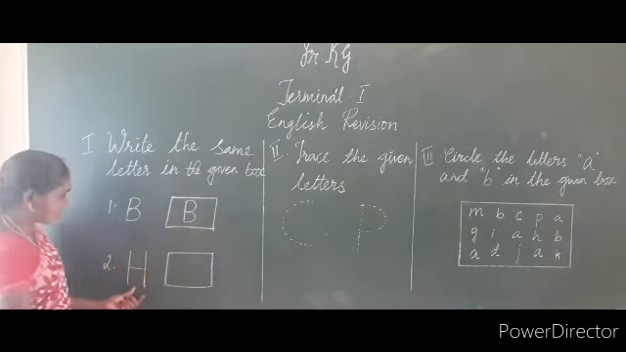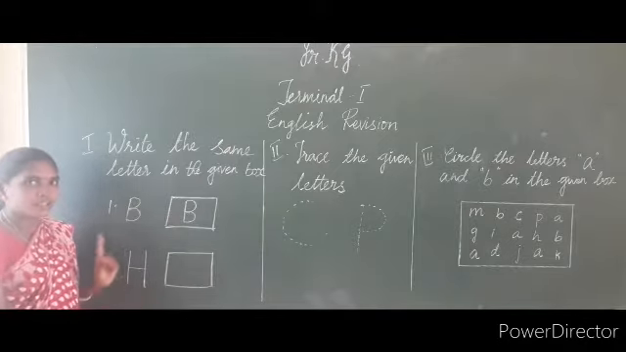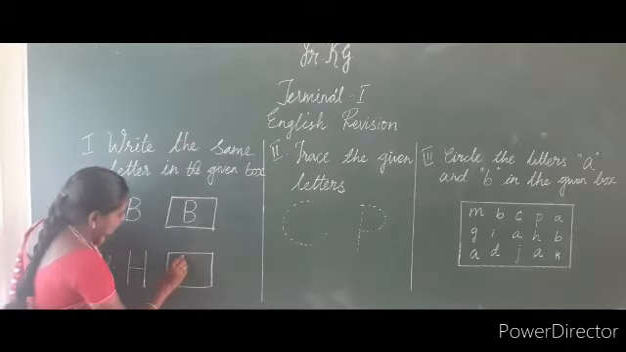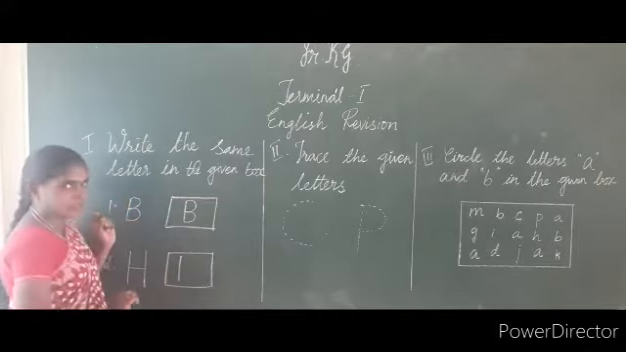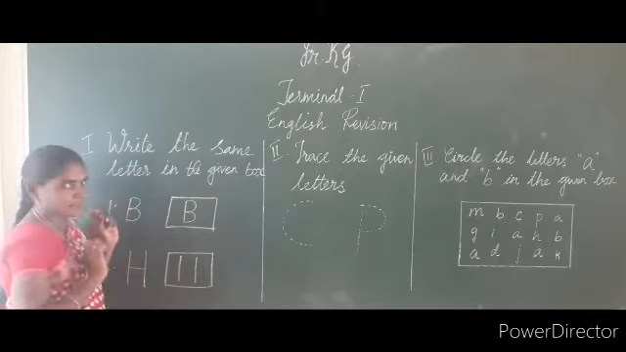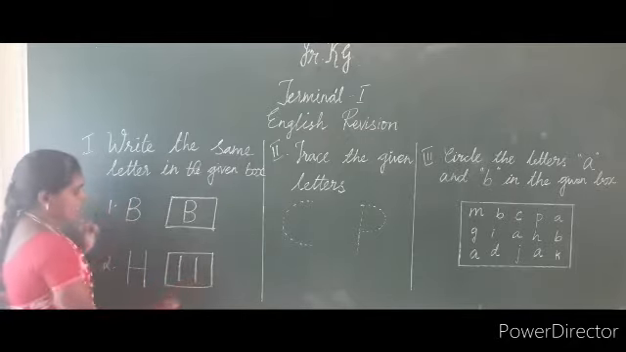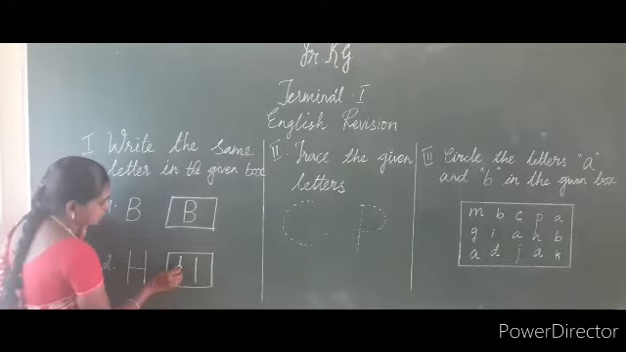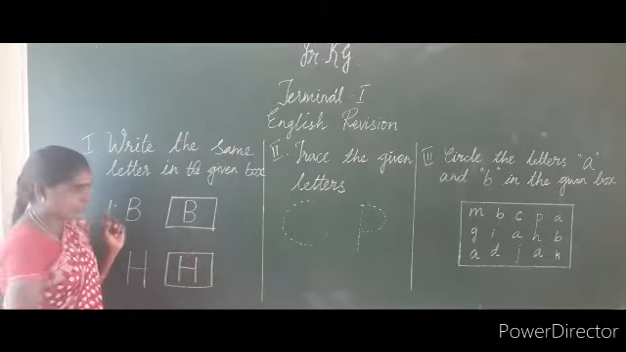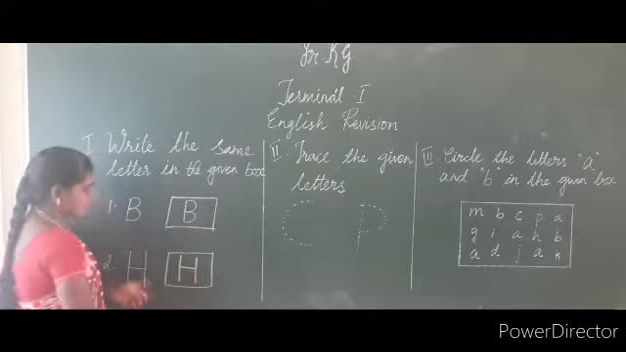So what's the next letter? It is H. Shall we write? How to write H? Let's draw a straight line like this. Next you have to draw another straight line. Two straight lines, and both the lines are joined by using a sleeping line. This is H. Two straight lines with a sleeping line make letter H.